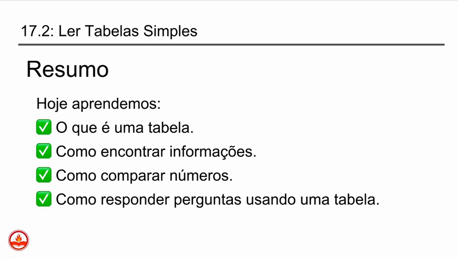Today we learned how to read simple tables. We learned what a table is, how to find information, how to compare numbers, and how to answer questions using a table. Remember these simple steps. Read the title, look at the rows and the columns, compare the numbers, and then answer the question. The more you practice, the easier it becomes.